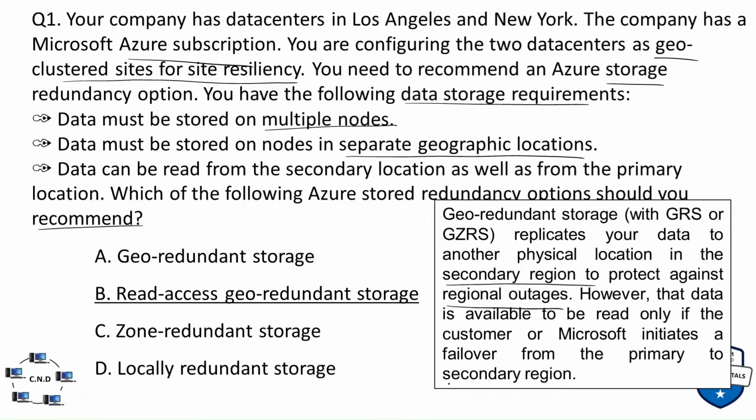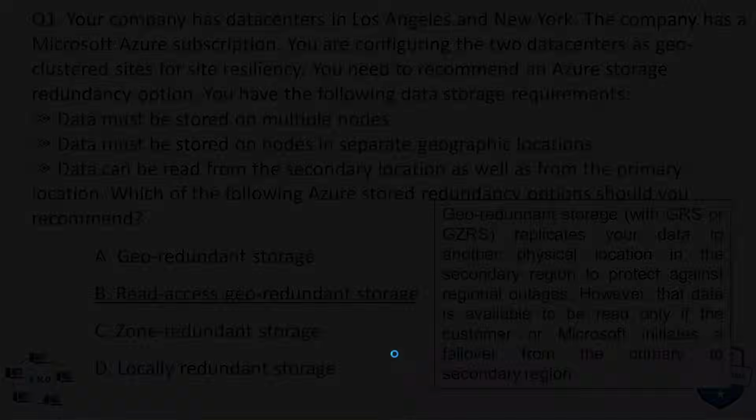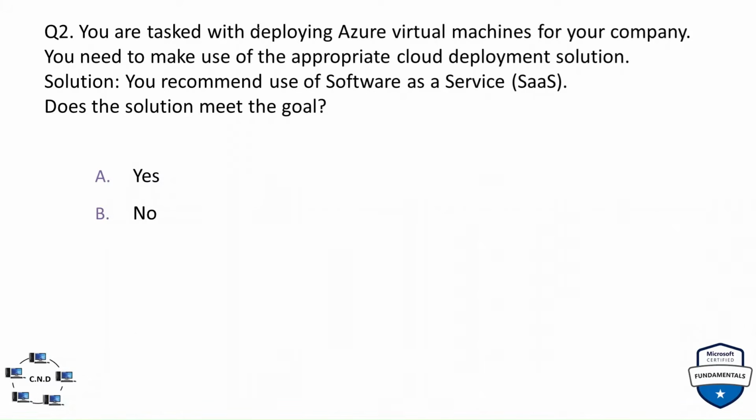to the secondary region. Question number two is that you are tasked with deploying Azure virtual machines for your company. You need to make use of an appropriate cloud deployment solution. And the solution is you recommend use of software as a service, that is, a SaaS solution. Does the solution meet the goal? Yes or no. The options are yes or no, and the correct option is no.